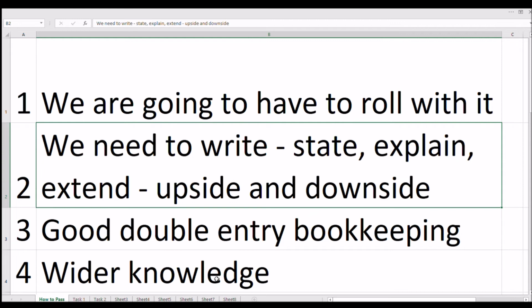So we get full marks in the written questions, as opposed to getting really low marks in the written questions, which is what everyone typically gets. Really good double entry bookkeeping. We need to, because we're going to have this point number 1 where we're sort of struggling a bit, really we lose a few marks, we need to get banging 100% on the double entry bookkeeping questions.